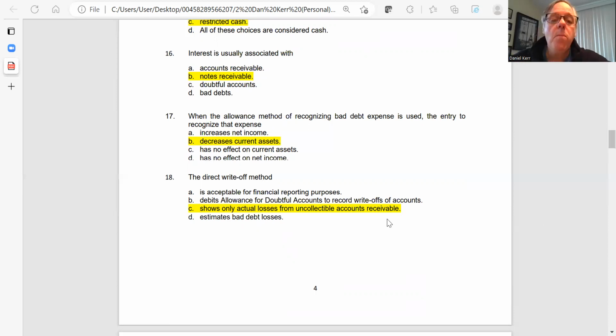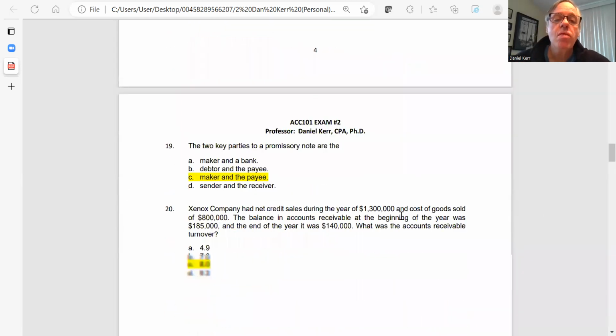Two more multiple choice. The two key parties to a promissory note are the maker, the person who promises to pay, and the payee, the person who the money and interest will be paid to at the end of the term of the note.